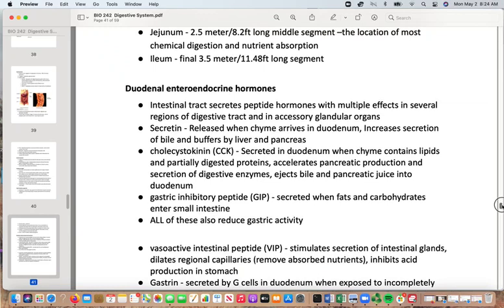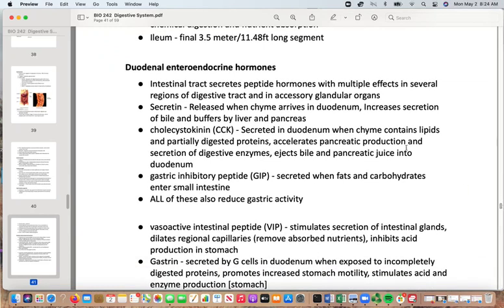So your duodenal enteroendocrine hormones, your intestinal tract is going to secrete peptide hormones that will have multiple effects in other areas and in the accessory glandular organs. So secretin, it's going to be released when the chyme arrives, and it will increase secretion of bile and the buffers from the liver and pancreas.